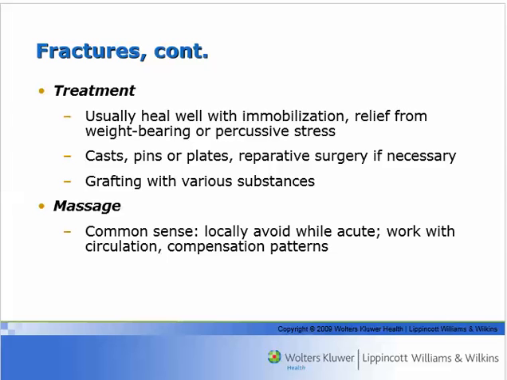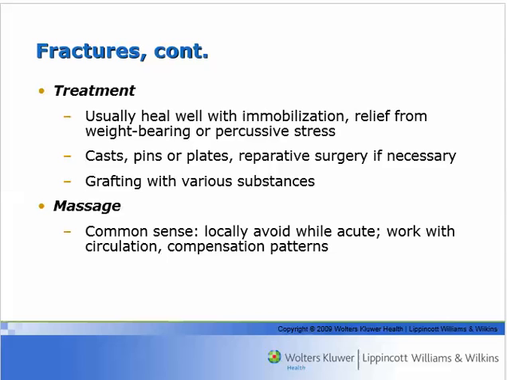All of that is to maintain the alignment and allow the two ends of the bones to join again. So they are a relative contraindication. I wouldn't work around them while they're acute, because it could actually cause the healing to be delayed.